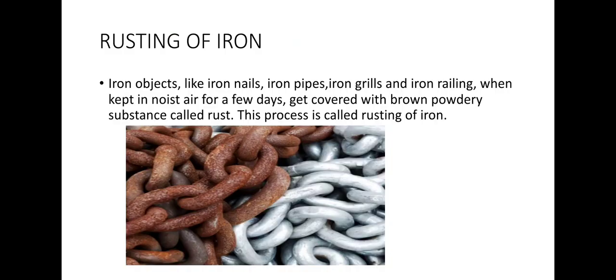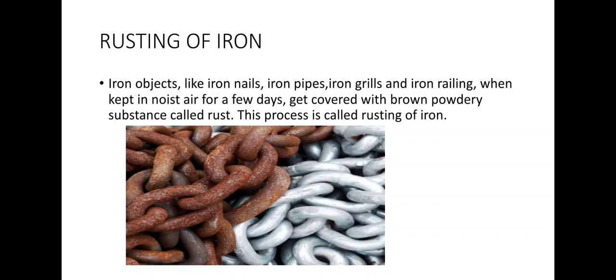Next is the rusting of iron. What is rusting of iron? Iron objects like iron nail, iron pipes, iron grills and iron railing, when kept in moist air for a few days, get covered with brown powdery substance called rust, and this process is called as rusting of iron. This rusting of iron is a chemical change.